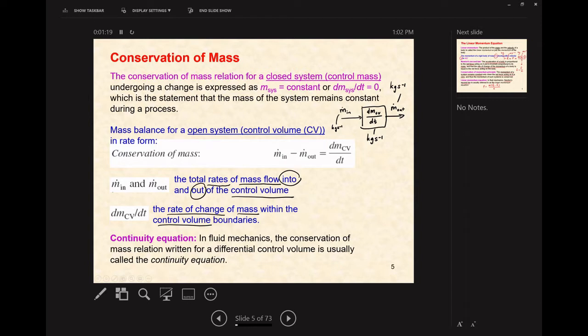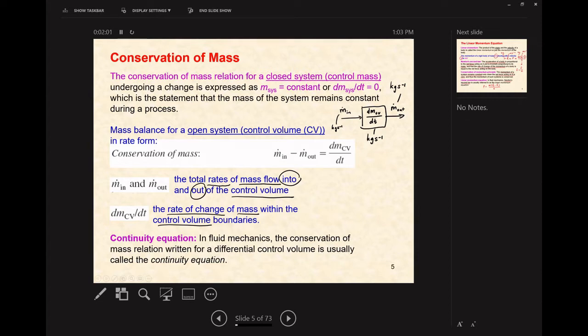So the conservation of mass relation for a closed system, or in brackets control mass. It's a closed system, so no mass can enter and no mass can leave, as I described to you before. So the mass in the system, m_sys, equals a constant. The mass in the system is constant, it doesn't change because we control the system, or we control the mass. Alright, so the change of mass with time, dm_sys/dt equals 0. So there's no change of mass in the system, which is a statement that the mass of the system remains constant during the process.